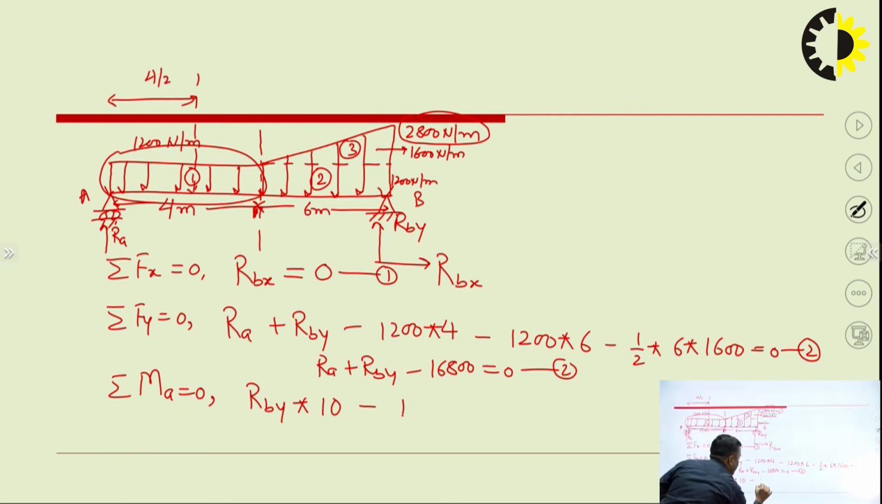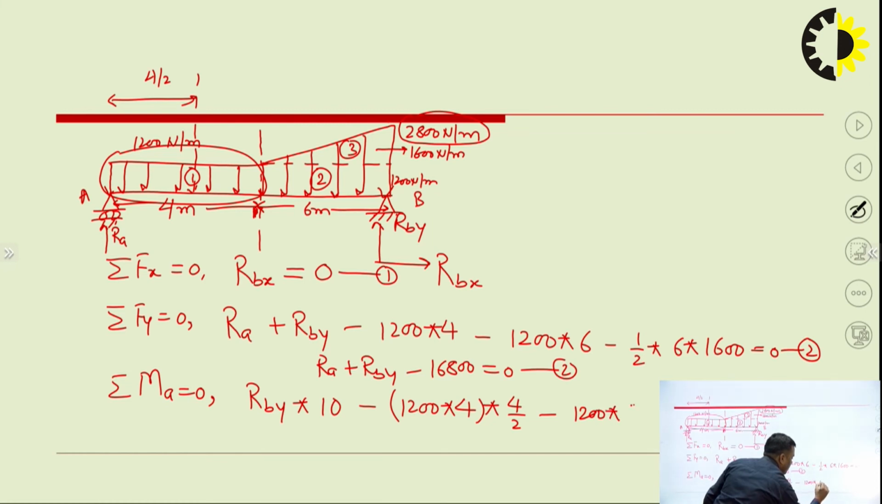So what should I write? This is the load, 1200 into 4. How far is it from point A? 4 by 2. Then I am coming to 1200 into 6. You can check the tendency of rotation. What is the distance of this? 4 plus 6 by 2. We have nothing to do with the first 4 now. I am coming to 4 plus 6 by 2. Then the UVL load is still left.